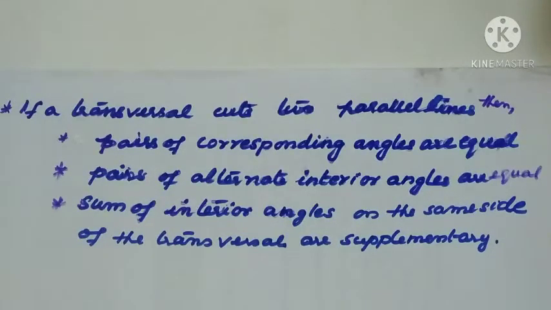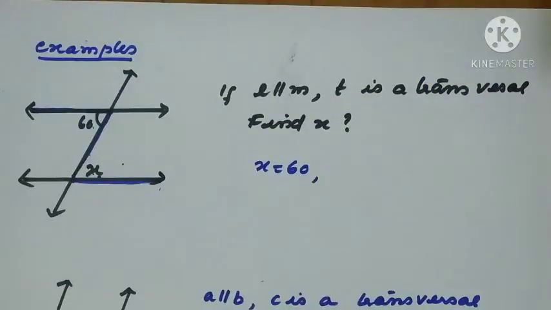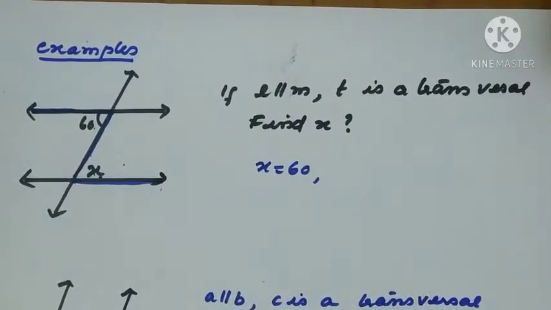Last class we have seen that the sum of the interior angles on the same side of the transversal can also be called co-interior angles. That means co-interior angles are supplementary. Now we have to work based on the properties. Some examples are there. First question: L parallel to M, T is the transversal, find X.